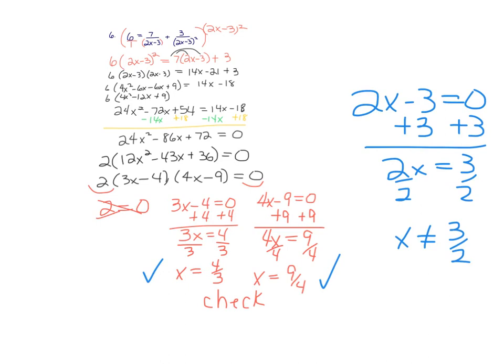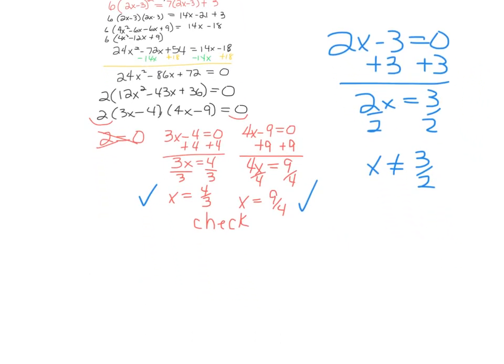Someone in my other class had asked me, what if you would have gotten 6 over 4? Do you have to simplify that and make it 3 over 2? Yes, you do have to simplify your answers. So if you get something that needs to be reduced, reduce it. 6 over 4 is the same thing as 3 over 2. So if this were one of the answers, it wouldn't work. So always simplify. So this one has two solutions, and they both are valid solutions. They do not make my equation undefined.